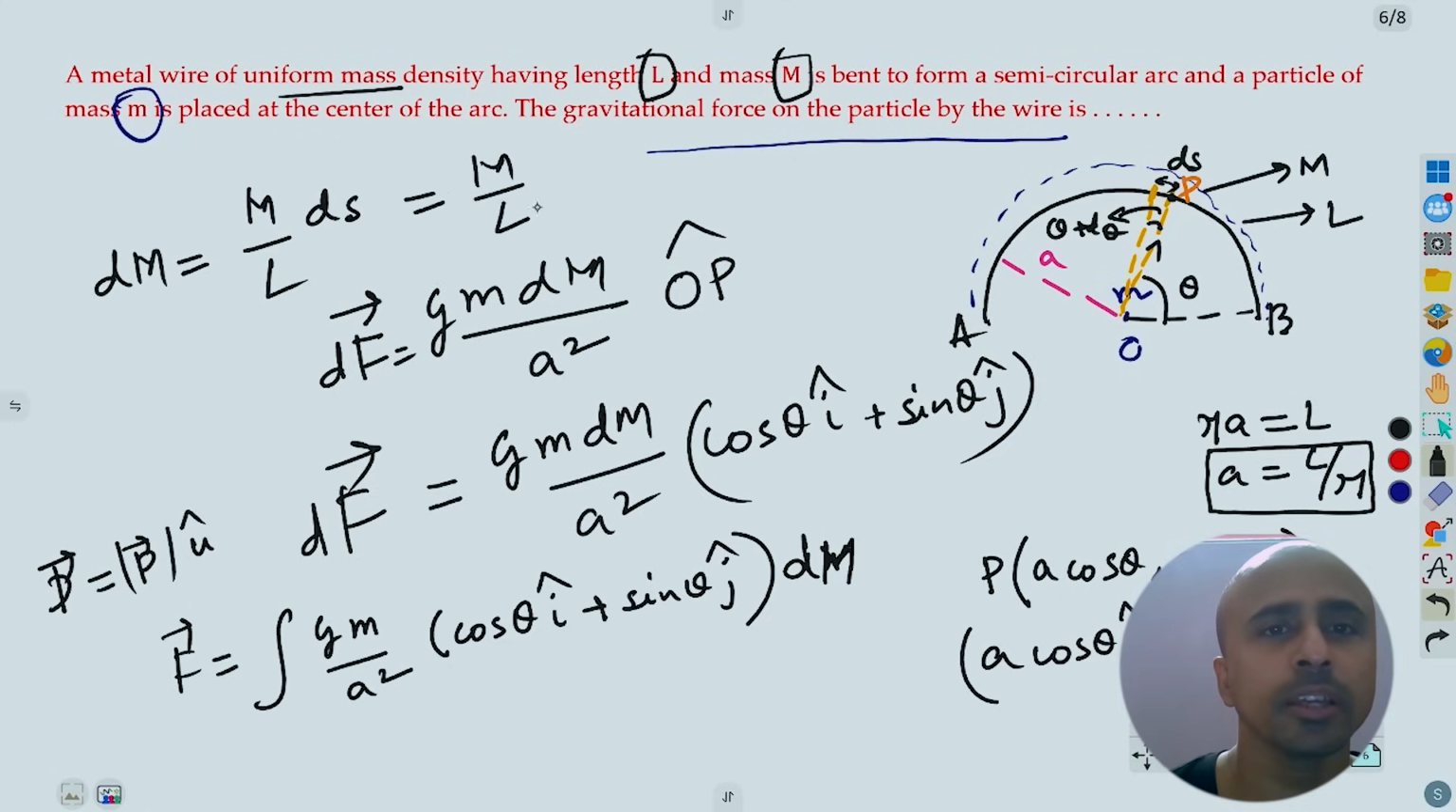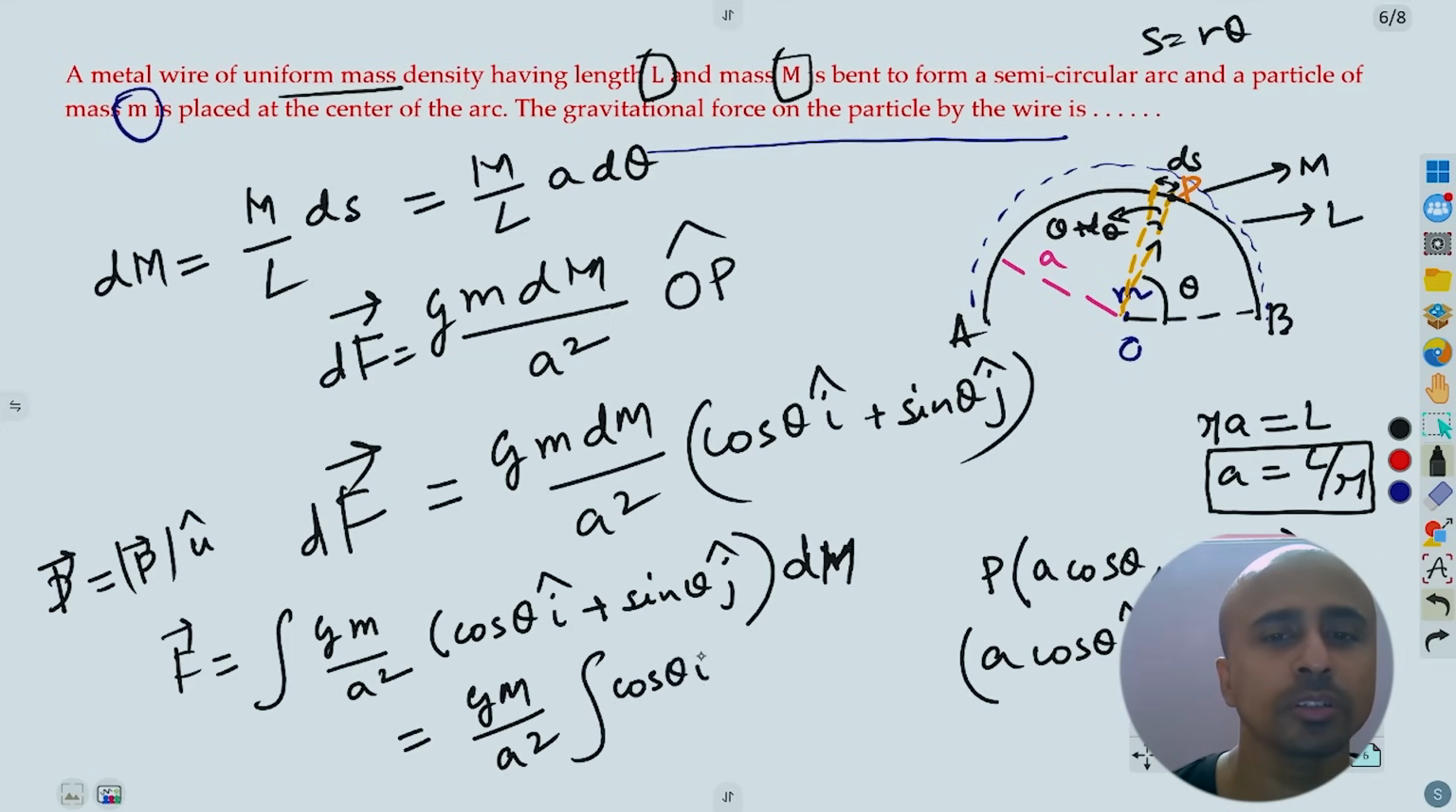dm is m by l, and we know ds is a d theta, right? Yeah, s equals r theta, so ds will be a d theta. So we'll substitute this value here. We will pull out the constant, whatever is the constant, cos theta i cap plus sin theta. Let's mention this as c because we are on the circular wire. It will be m by l a d theta.